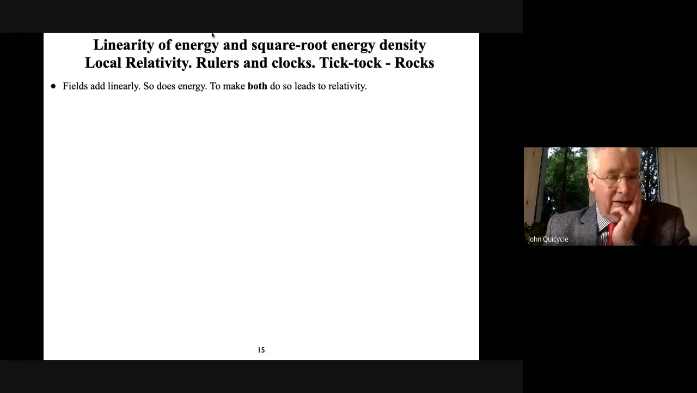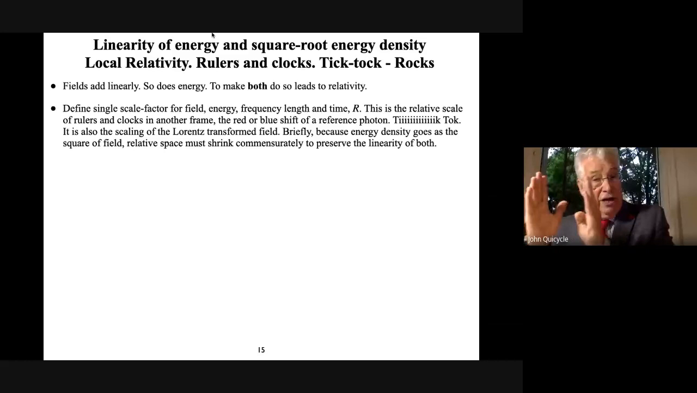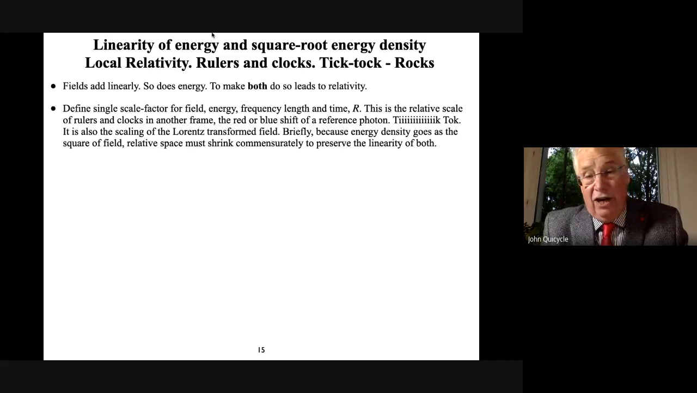What I'm going to do is define a single scale factor, for field, energy, frequency, length, and time. I'm going to describe that by the letter R. This is the relative scale of rulers and clocks in another frame. If you've got a ruler and clock in one frame and you transform to a different relativistic frame, your rulers shrink and your clocks slow down. That scaling is the relativistic Doppler shift. It's the relative scale by which rulers and clocks shrink. It's the red or blue shift, if you're looking out at the universe. It's the red or blue shift of a reference photon inside the moving frame.